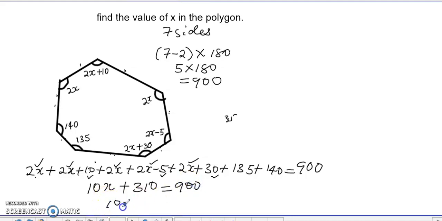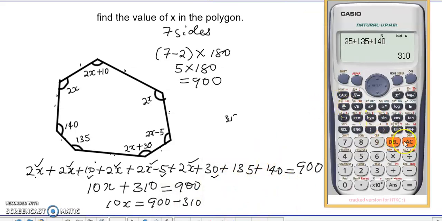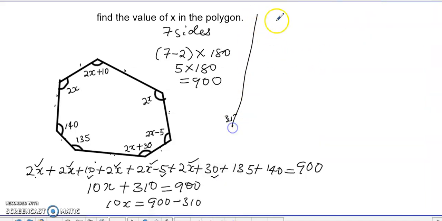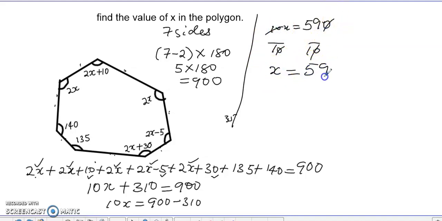So with our little mathematics here, we subtract 310 from both sides. That gives us 900 minus 310, which is 590. So 10x is equal to 590. Divide both sides by 10, we cancel this out, and we have x is equal to 59. So this is how we solve that.